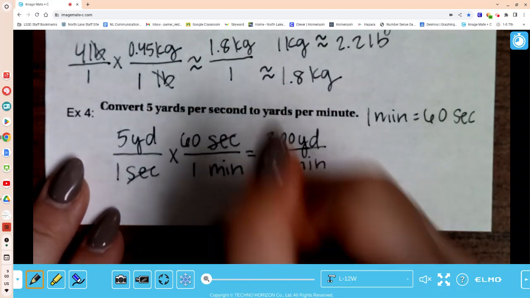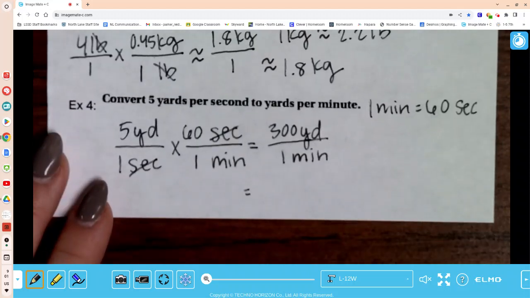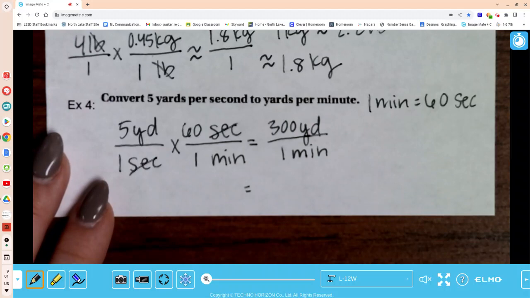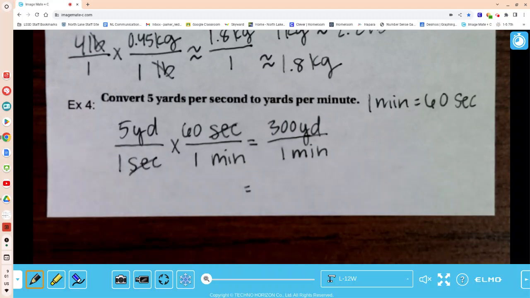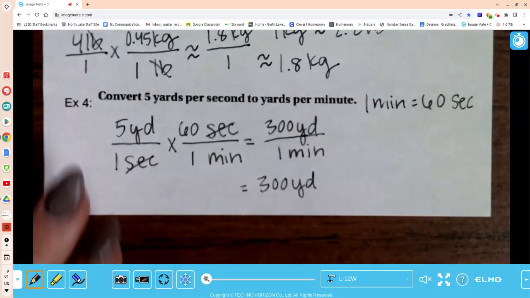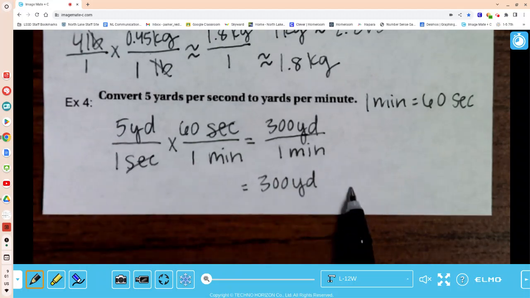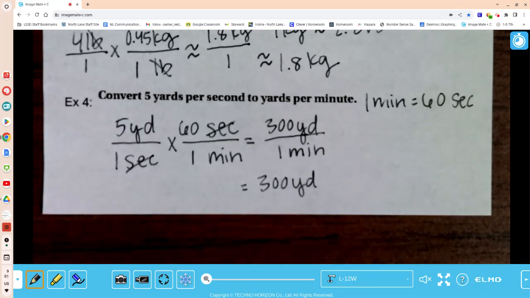That means my final answer, if I'm converting 5 yards per second to yards per minute, what would I be able to write? That's my final answer. Farhan? 300 what? There's a little more we got to add to that, not just 300 yards. It said convert 5 yards per second to yards per minute. So what am I missing on the end of this? Per minute.